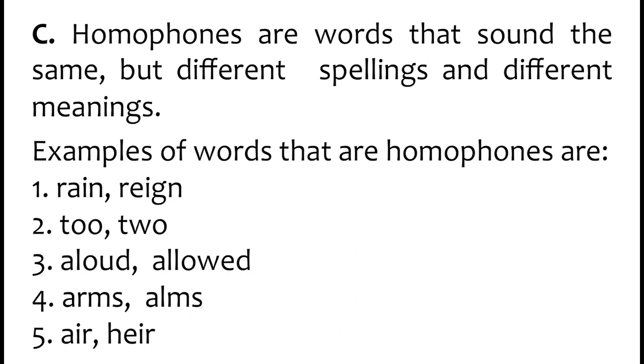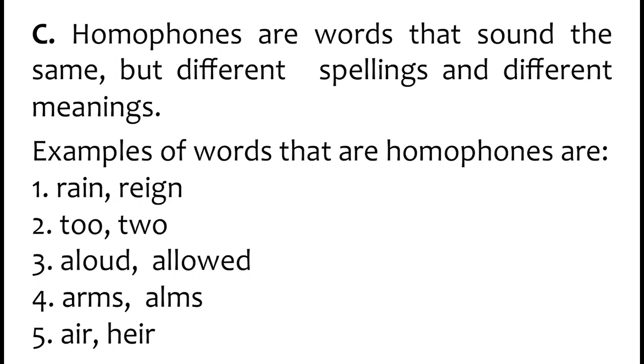R-E-I-G-N. Two, we have two and too. T-O-O and T-W-O. Number three, we have allowed and aloud. The first, aloud, is A-L-O-U-D, and the second, allowed, is A-L-L-O-W-E-D. We have arms and alms, A-R-M-S and A-L-M-S.